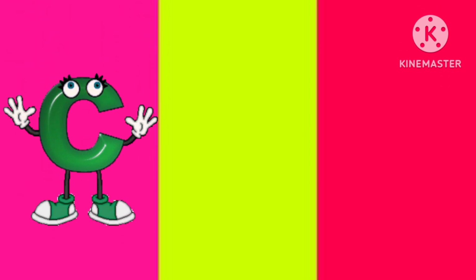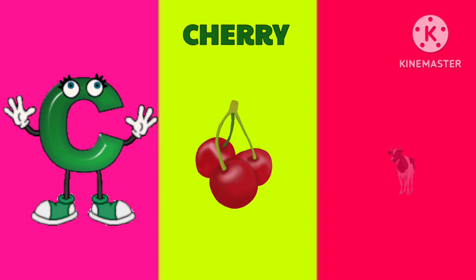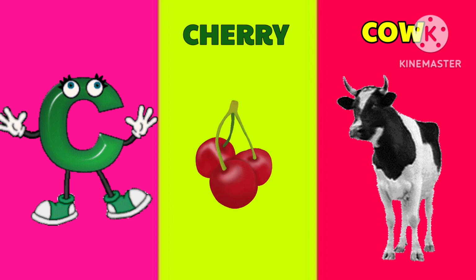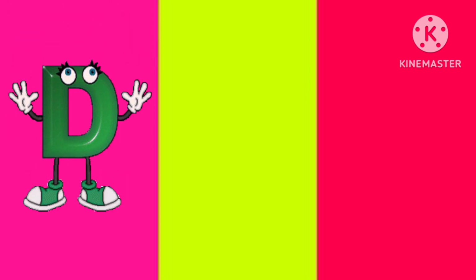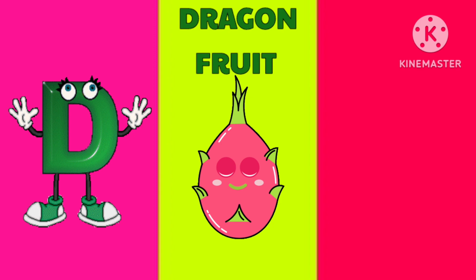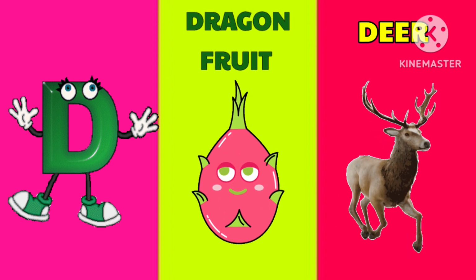C. C for Cherry. C for Cow. D. D for Dragon Fruit. D for Deer.